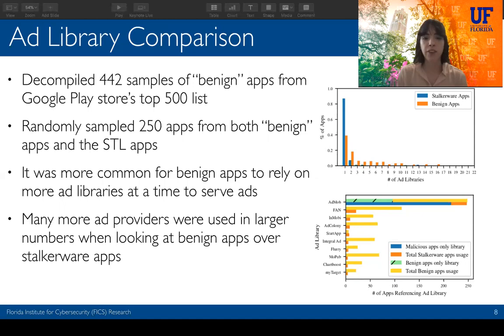Furthermore, we found that even when they only relied on a single ad library, it was much less common for them to solely rely on AdMob. In fact, it was much more common to see other ad libraries used in much higher numbers.